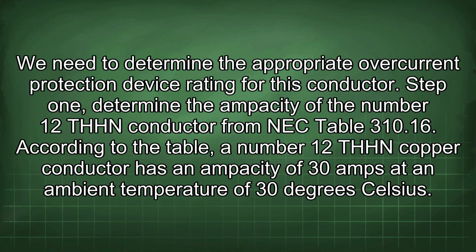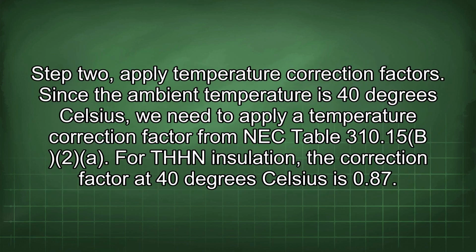We need to determine the appropriate overcurrent protection device rating for this conductor. Step 1. Determine the ampacity of the number 12 THHN conductor from NEC table 310.16. According to the table, a number 12 THHN copper conductor has an ampacity of 30 amps at an ambient temperature of 30 degrees Celsius.